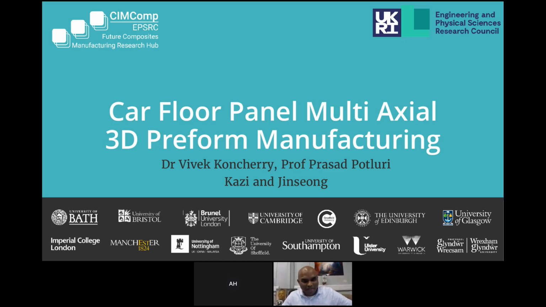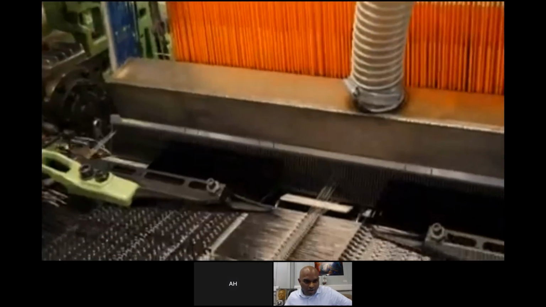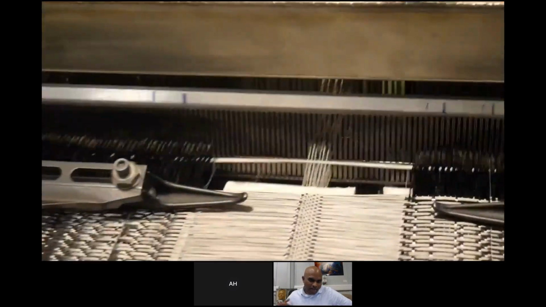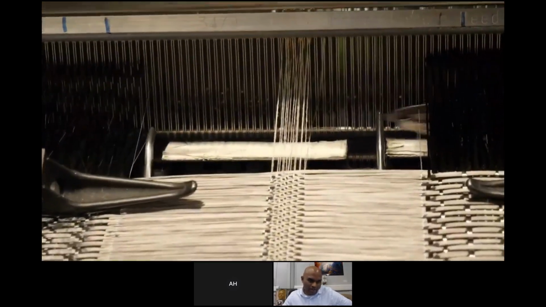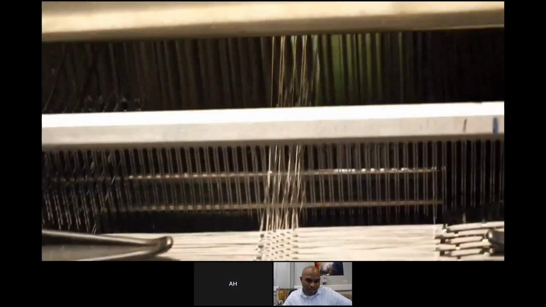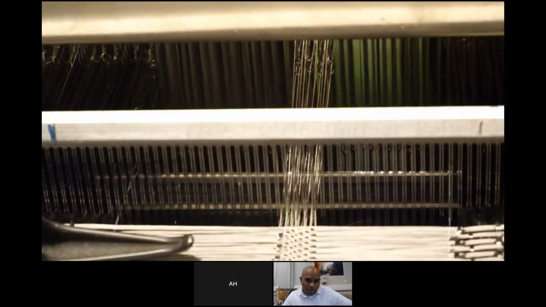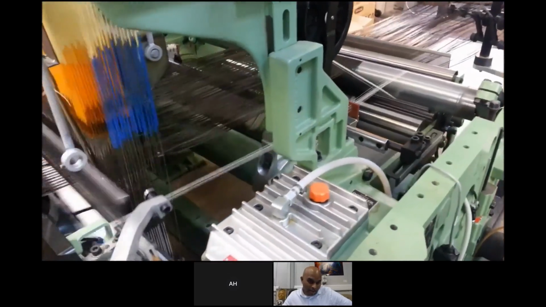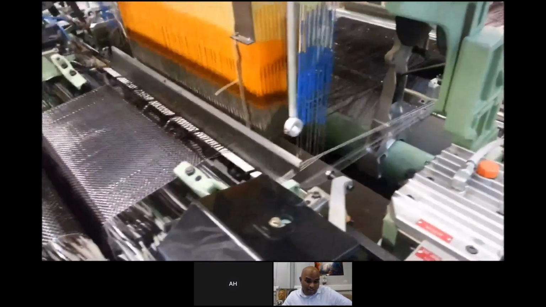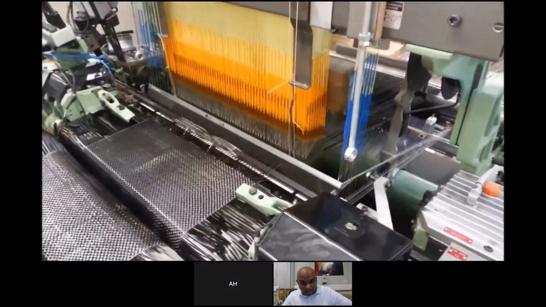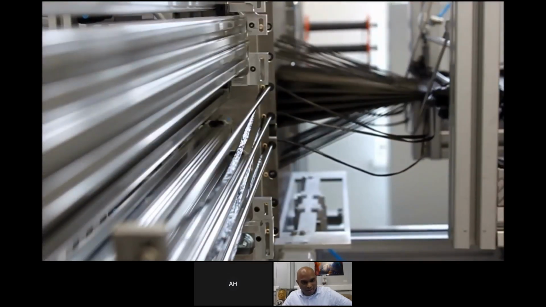Hello, everybody. My name is Vivek. This part of the talk is about the 3D preform manufacturing for the car floor panel. I would like to show a video comparing the conventional 3D weaving with the multi-weft weaving system we developed at Manchester. This is a conventional 3D weaving, and as you can see from the video, we are inserting a single weft at a time. One of the problems in this technique is fiber damage. Even though you can see that the machine is running really fast, the output is very slow.